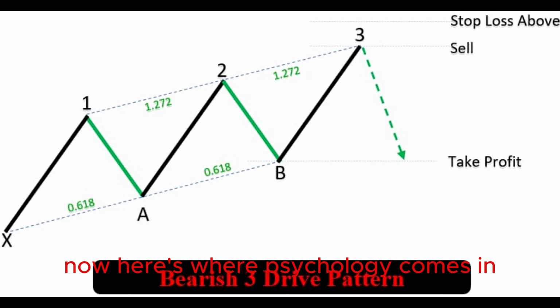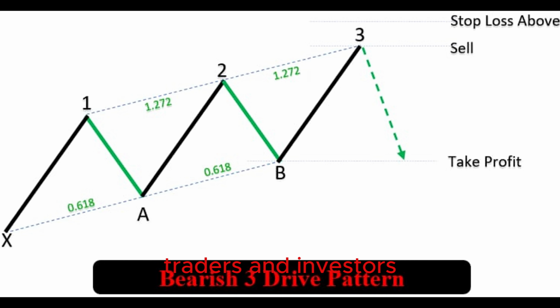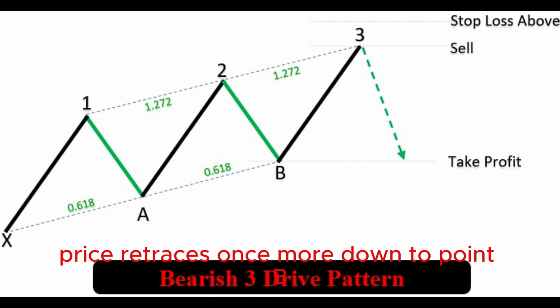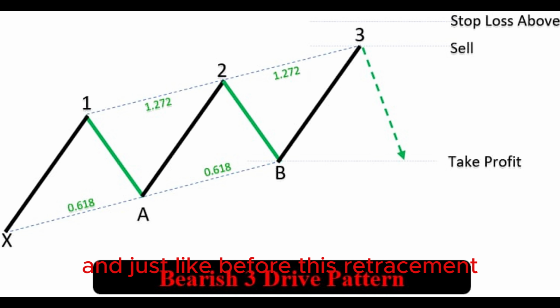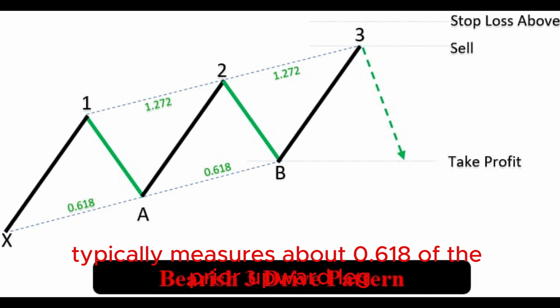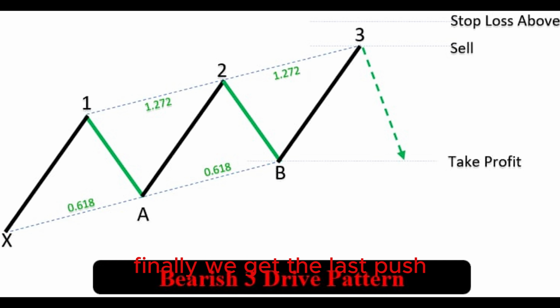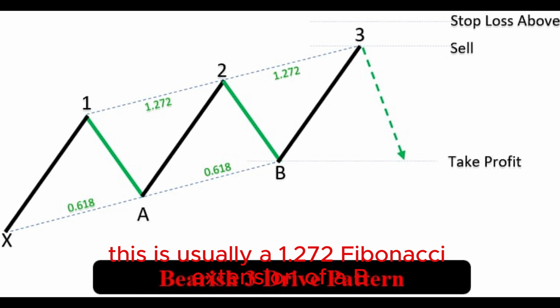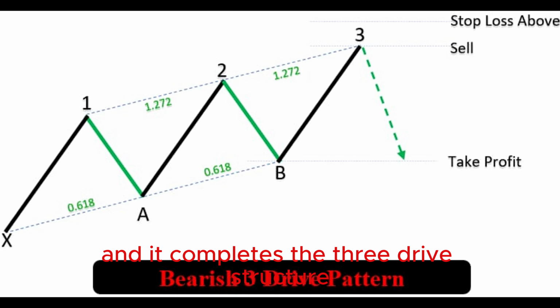Now here's where psychology comes in. Traders and investors see this as continued bullish strength. But what's really happening is the market is becoming overstretched. After reaching point 2, price retraces once more down to point B, and just like before, this retracement typically measures about 0.618 of the prior upward leg. Finally, we get the last push, the third and final drive up to point 3. This is usually a 1.272 Fibonacci extension of AB, and it completes the 3-drive structure.